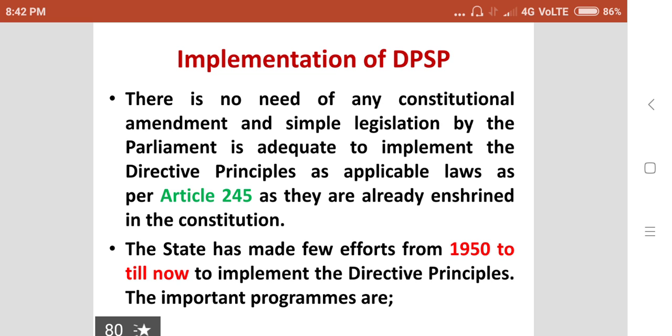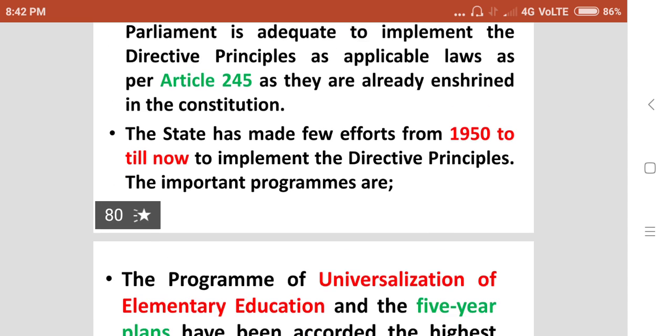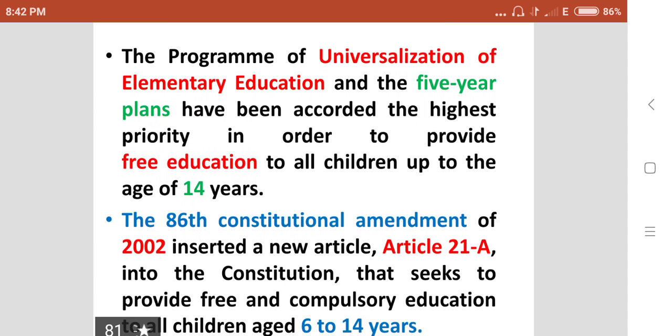The important programs of the governments to implement directive principles are: the program of universalization of elementary education and 5-year plans have been accorded the highest priority in order to provide free education to all the children up to the age group of 14 years.